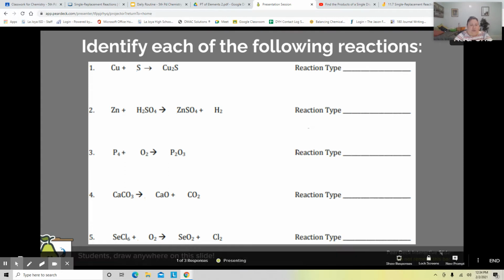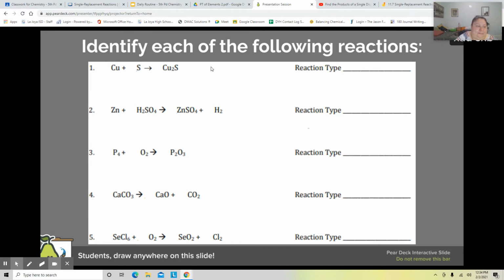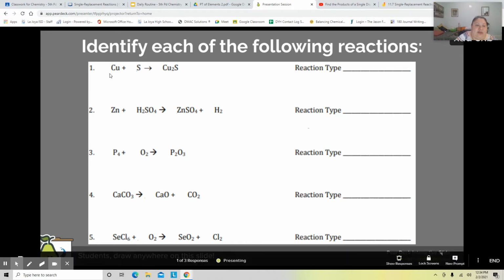Oscar says number 1. Let's check it out, Oscar. Okay, I agree that there are single elements on the left side of the arrow, but I don't see single elements on the right side. So that cannot be a single replacement reaction. Try again. Where do I have a single element on both sides of my arrow?